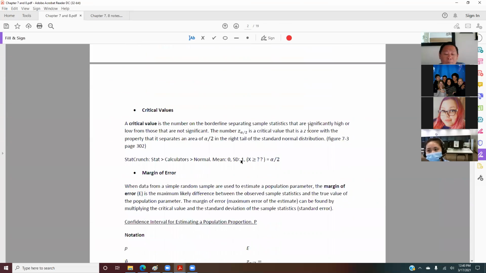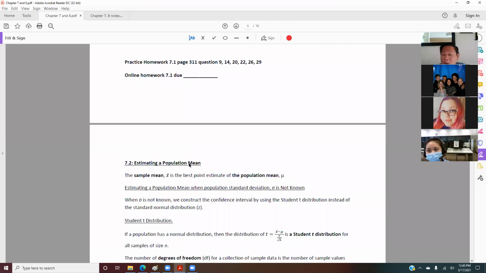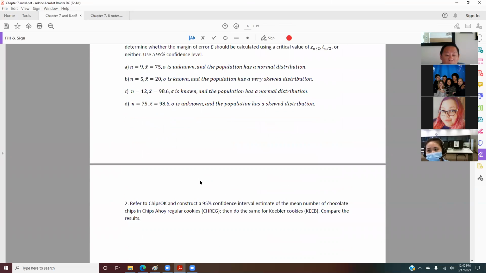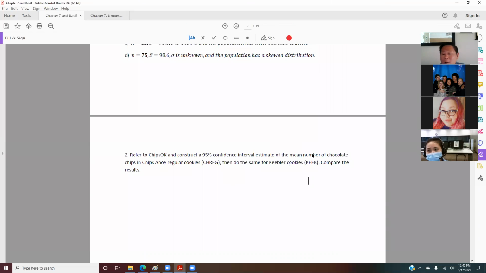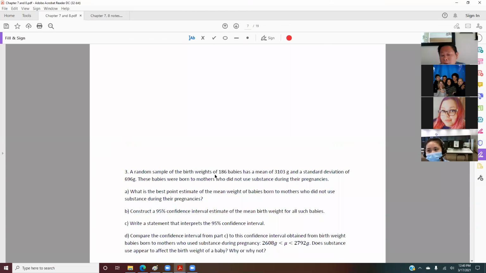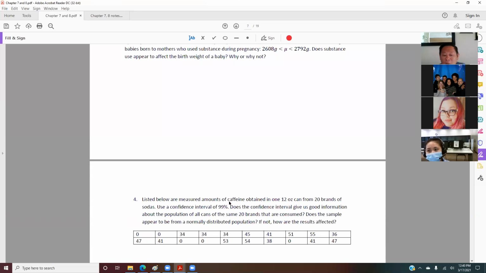So if you look at the 7.2 homework questions, this is about mean. This is talking about the number of chocolate chips in your cookies, which is numbers. This is talking about birth weights, which is mean. And this is also about how much caffeine you have in the soda.